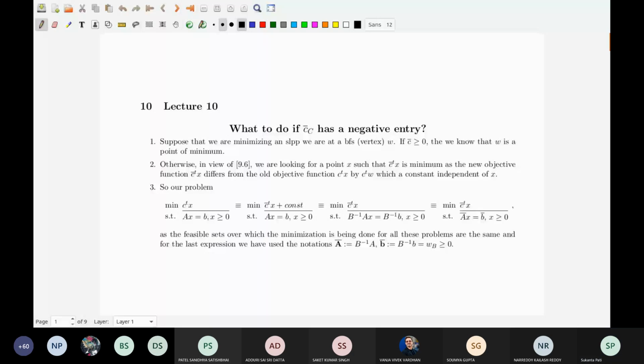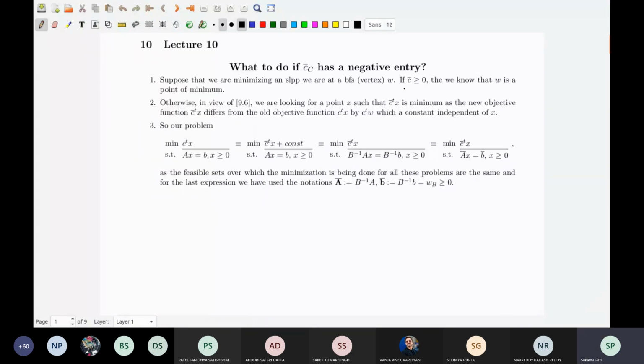First, let me tell the following. The moment you have found a BFS, so that's like a vertex, somewhere W. Originally you had T somewhere here, and the original problem was to minimize C transpose X subject to Ax equal to B, X greater than equal to 0. That was the original problem.